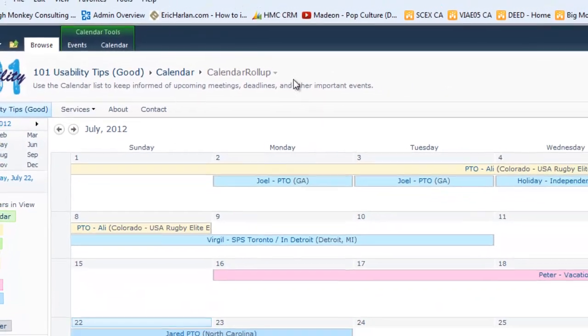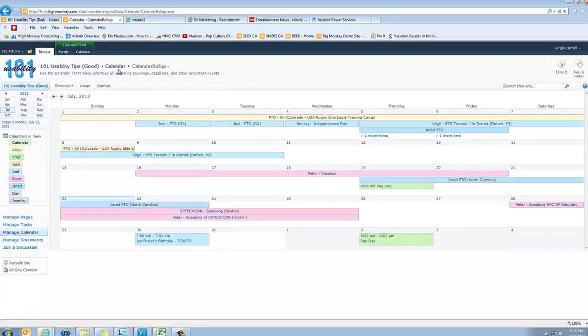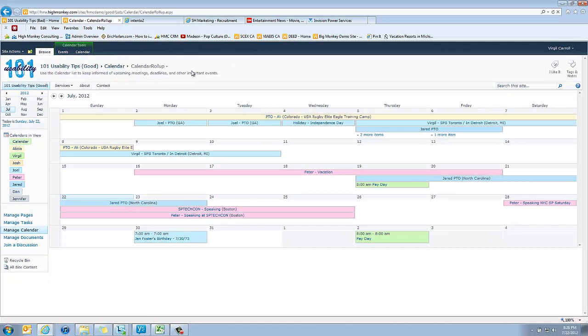The other thing is, I can't even emphasize this enough, how important a good breadcrumb is, because the breadcrumb really gives us the opportunity to see where we are and where we can go back to as we go through our system.